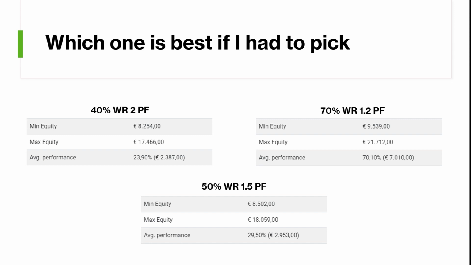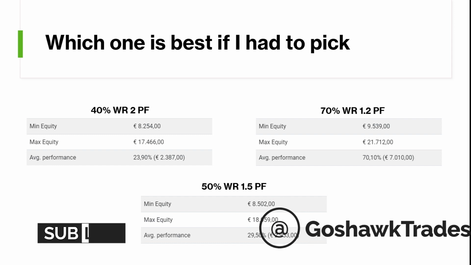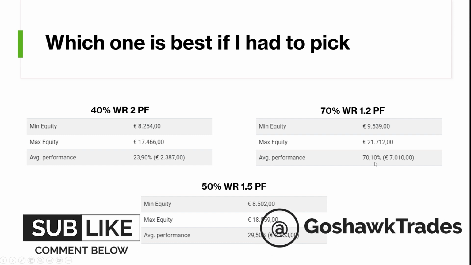The 70% win rate one with a 1.2 profit factor is getting an average performance of over 70%. On max equity, it was 21,000, which means on average you're getting a far better performance than the 40% win rate strategy. And for the 50% win rate strategy, we're getting about 29% performance. So definitely better than the 40% one. However, not that much better really, and definitely not better than the 70% win rate strategy.